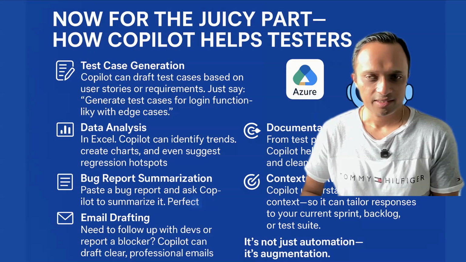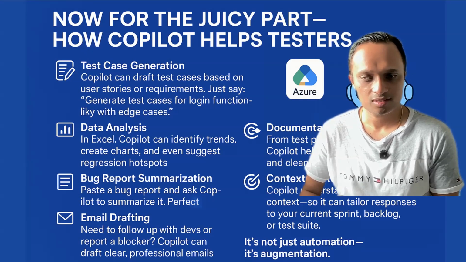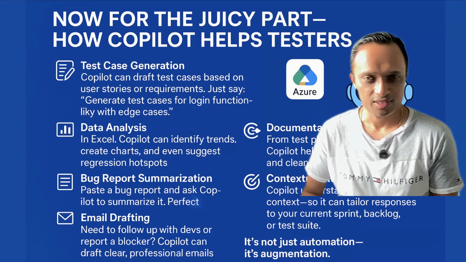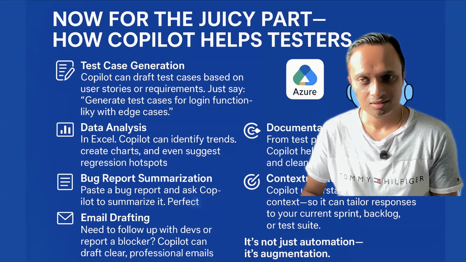So Copilot can understand your project context, and then it can tailor its responses to your current sprint or backlog or your test suite. So all of this is not just automation, it's augmentation, which means now you can use the AI tool to do all this repetitive task in a matter of few seconds, and you don't need to spend time on this, right? You just need to provide the context to the AI tool and it will do the rest.